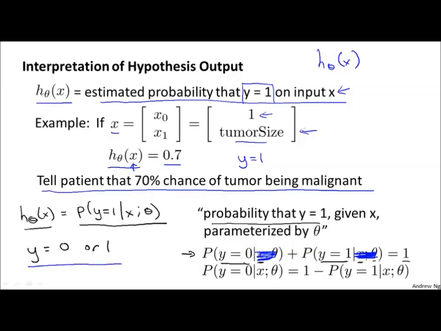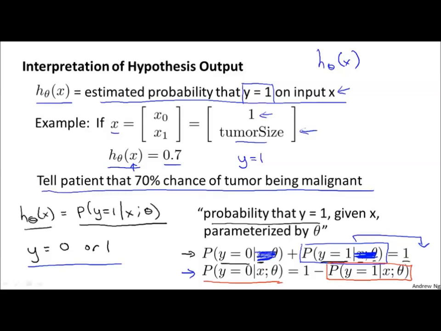And so the chance of y being equal to 0 plus the chance that y is 1, those two must add up to 1. And so if you just take this term and move it to the right-hand side, you end up with this equation. It says the probability of y equals 0 is 1 minus the probability of y equals 1. And thus, if h of x gives us that term, you can quite simply compute the estimated probability that y is equal to 0 as well.